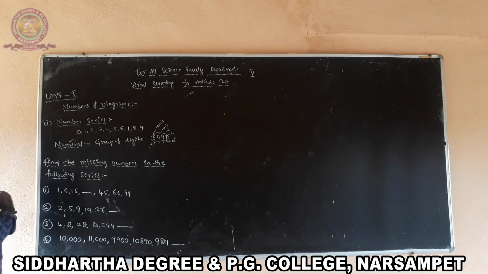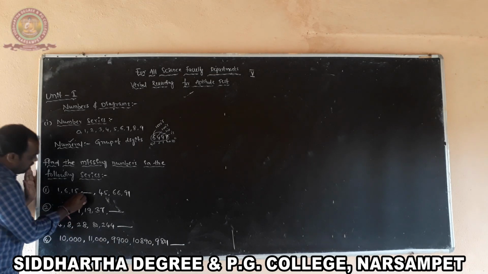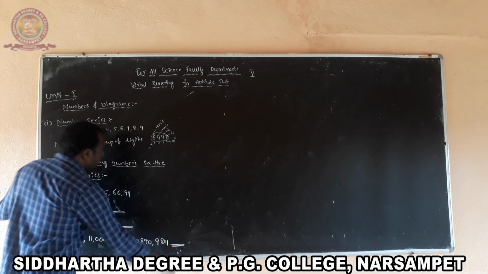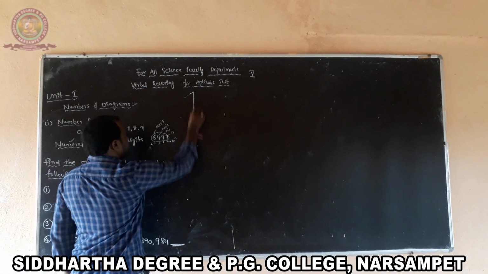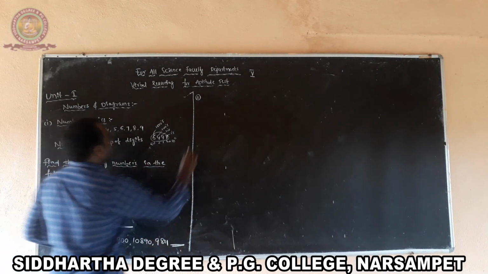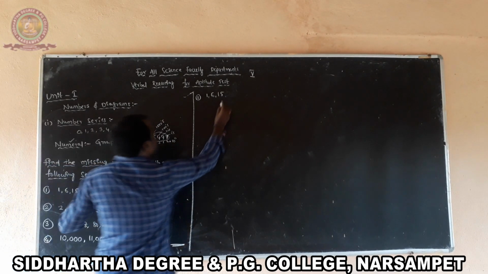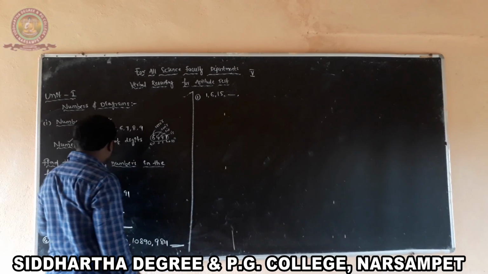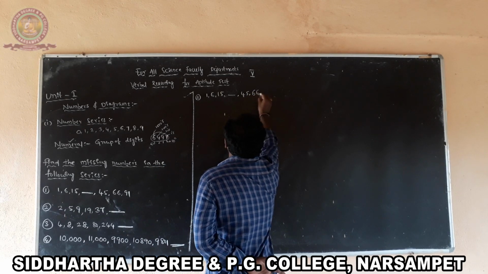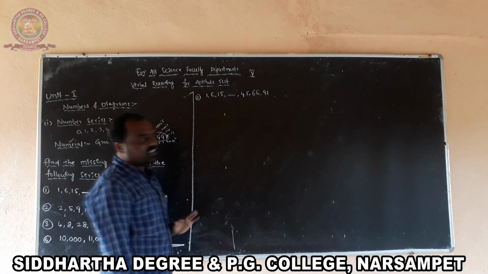Right? In this series, find the missing numbers in the following series. Now we have to find the missing numbers. This dash denotes the missing number. In these problems, the first problem is 1, 6, 15, then the missing number, then 45, 66, 91. Now we have to find the missing number in the following series.